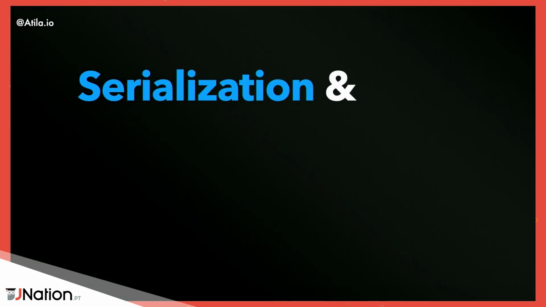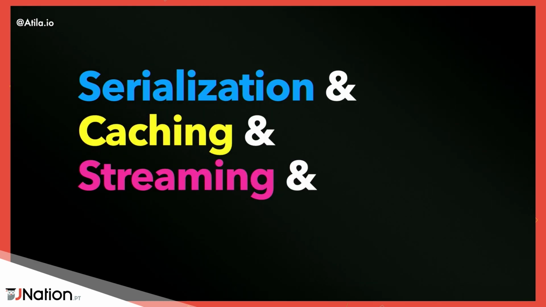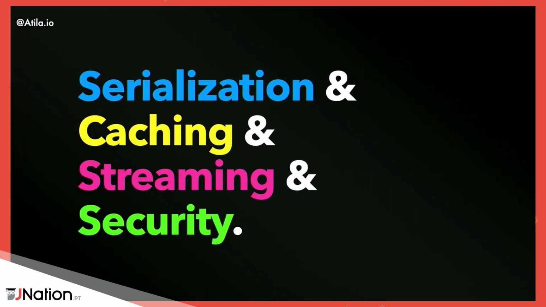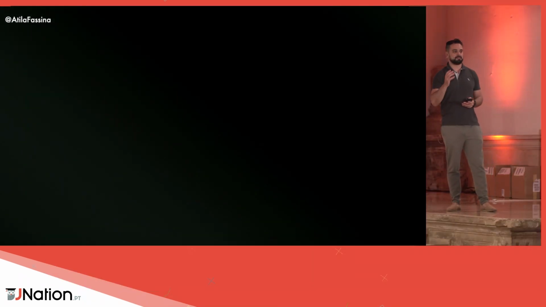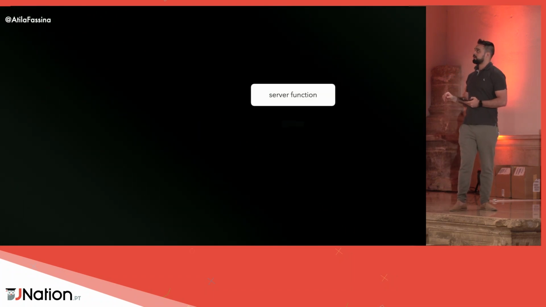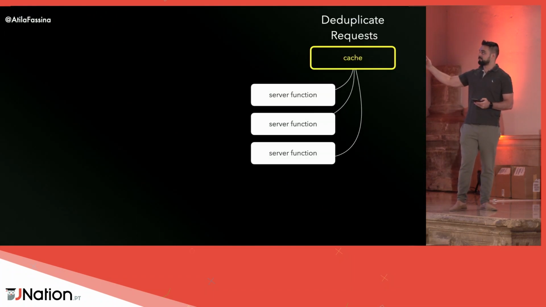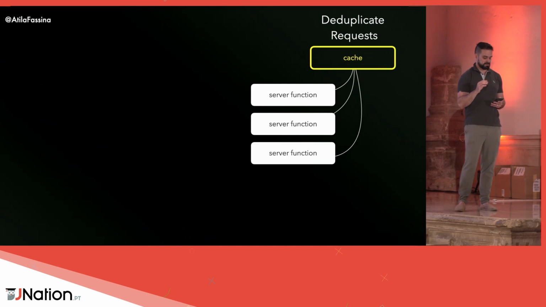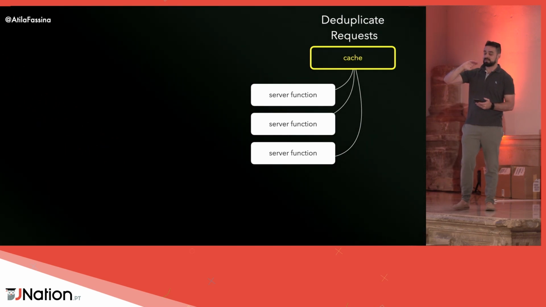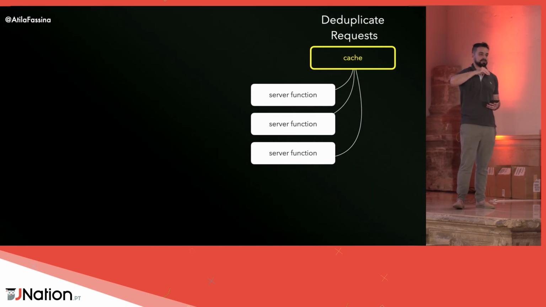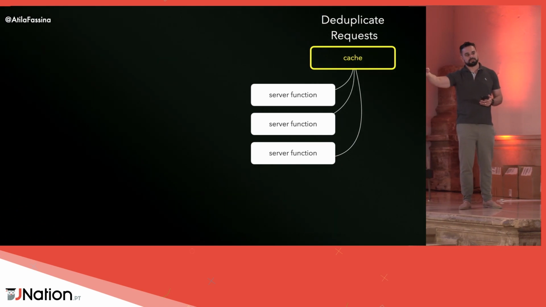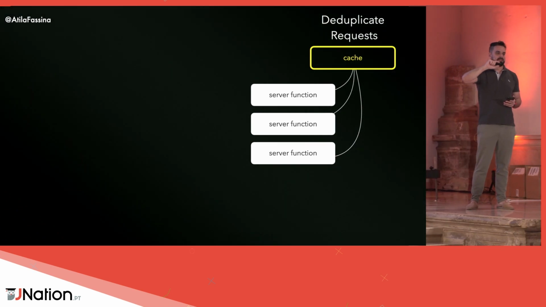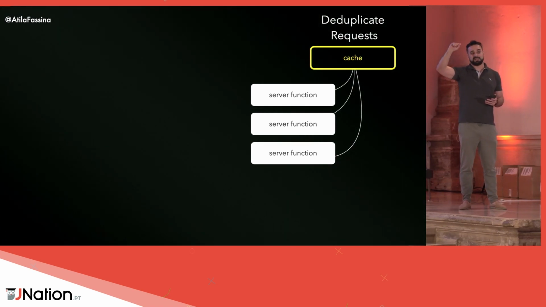Okay, so the next tricky things are serialization, caching, streaming, and security for the router. Let's talk about the one that I'm more familiar with, what happens in your server. On an isomorphic framework, you have all these server functions. To avoid a bunch of requests coming out of your system and overloading an external API with duplicated requests, what we do is we create an ID for them.